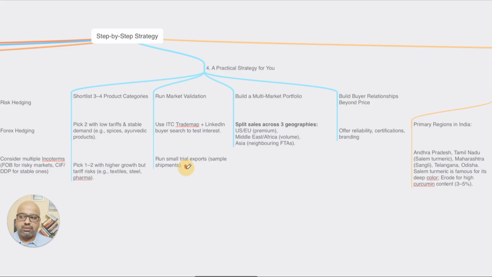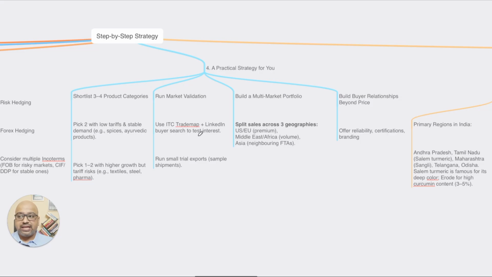So run small trial exports. This will give you insights instead of going with, okay, someone is buying so many crores of materials from India. Instead of saying that, how many of the buyers are interested to buy from you? That is something that you need to work at. So it's not always the data which is going to give you the confidence. Yeah, if something is selling, then you don't need to worry about it. You can also export. That is one step of it. But the next step is, are the people ready to buy from you or not?